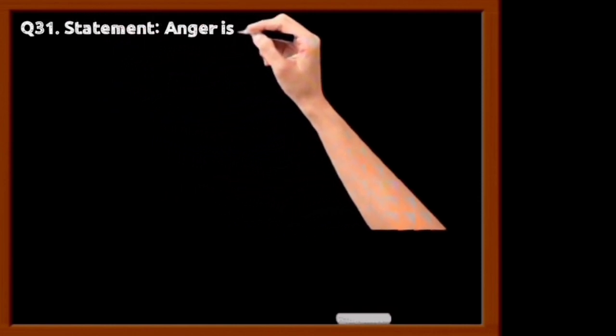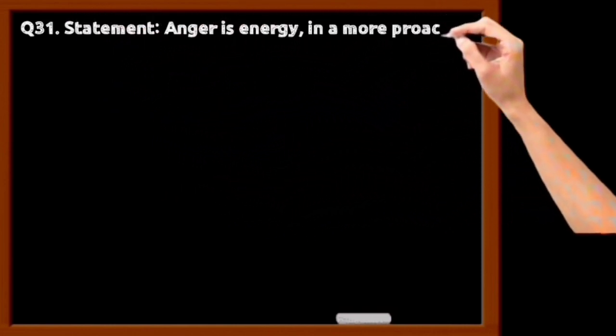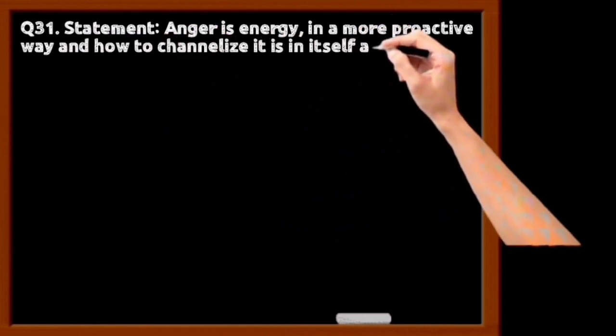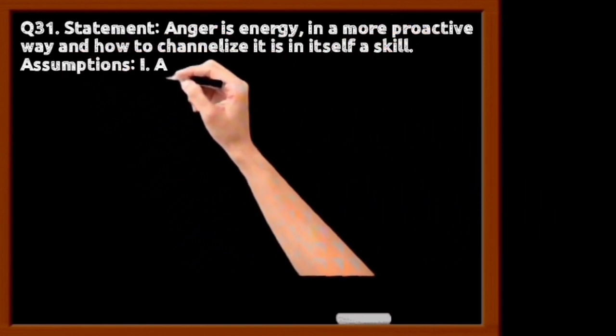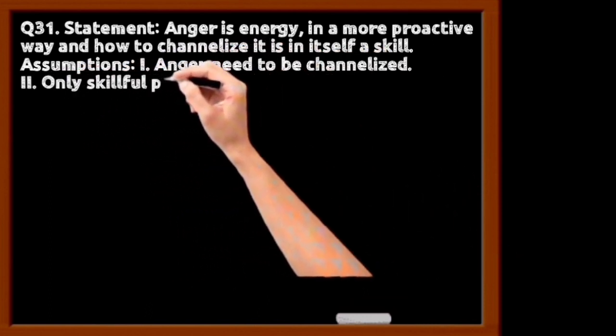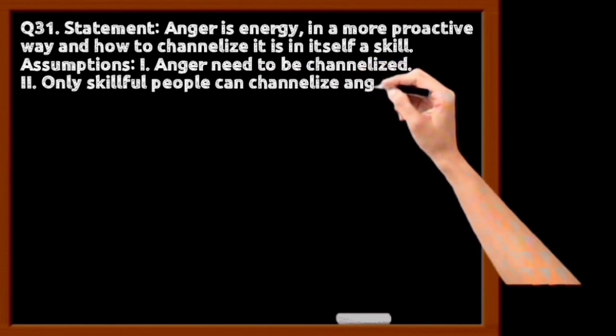Now, let us look at an example. Let us look at the question. Statement: anger is energy in a more proactive way, and how to channelize it is in itself a skill. Assumptions: 1. Anger needs to be channelized. 2. Only skillful people can channelize anger to energy.